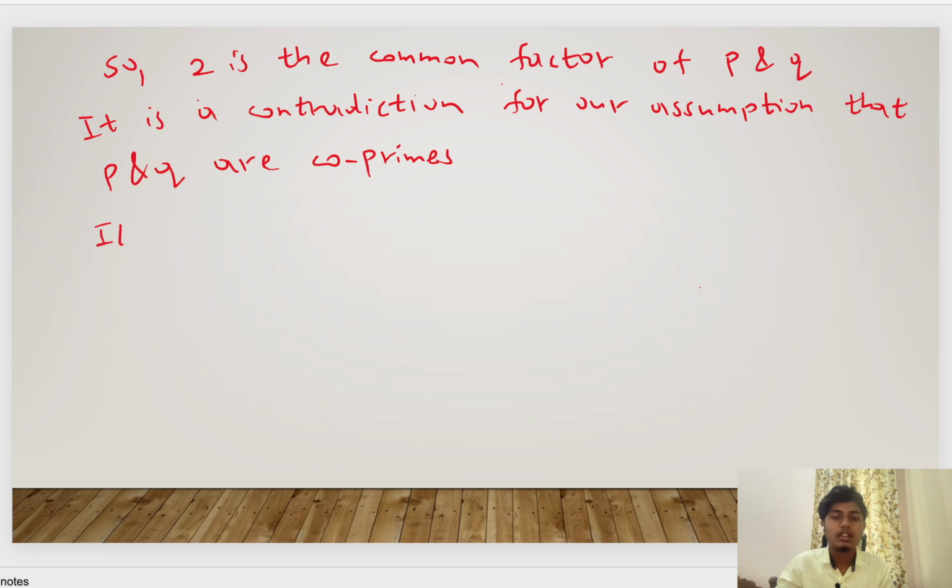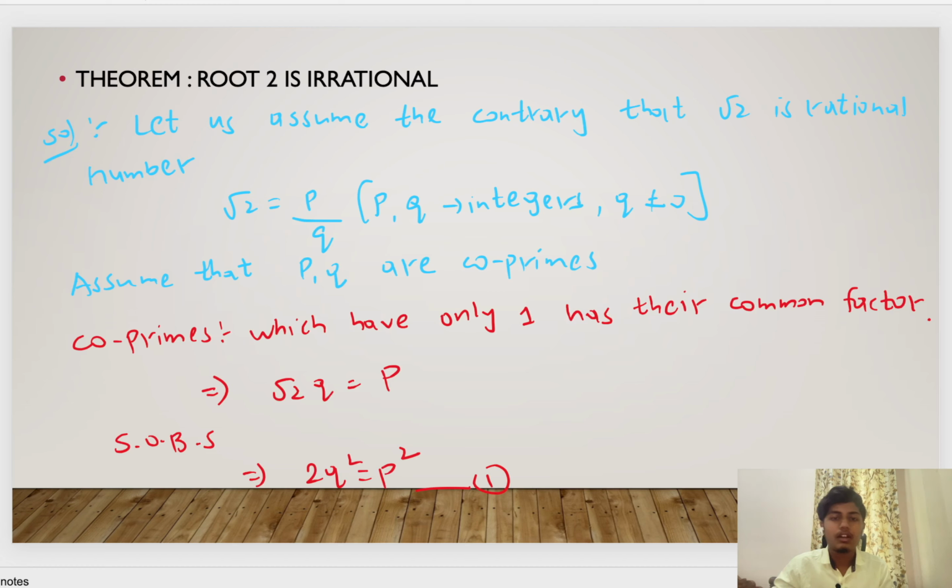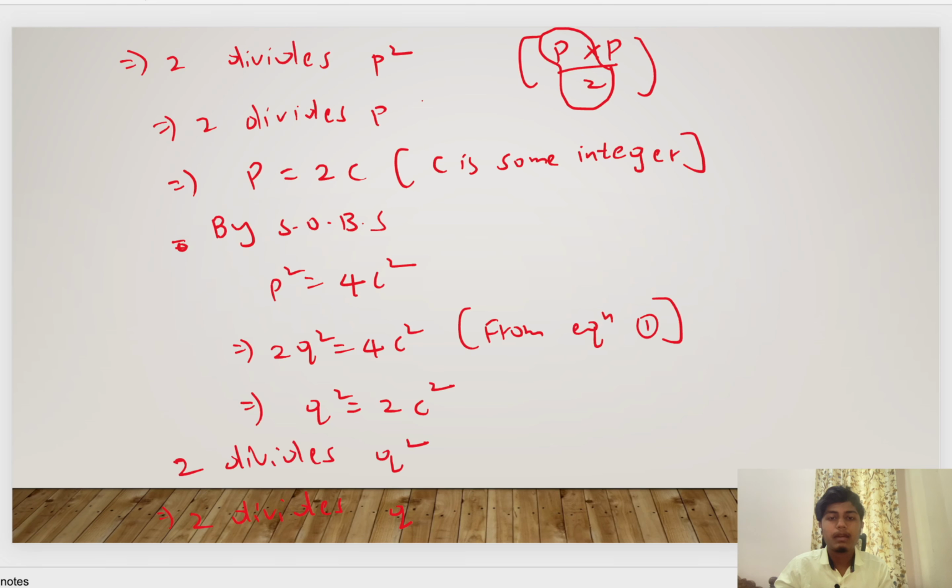It arose as we assumed root 2 as a rational number. Therefore, root 2 is an irrational number. So we have proved that root 2 is an irrational number by the contradiction method.